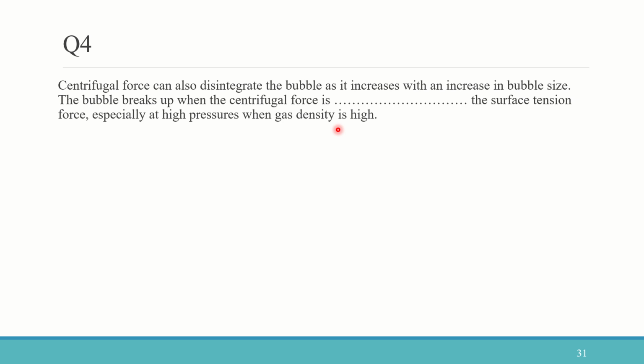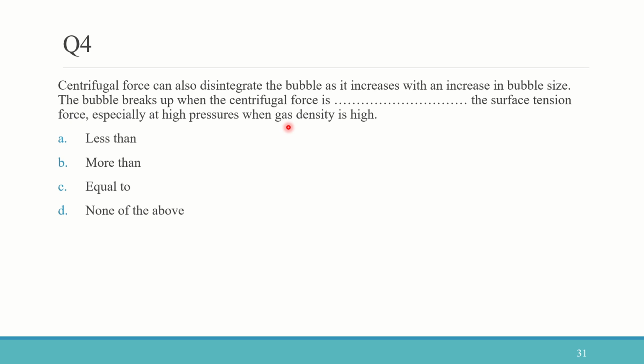So, say bubble, that is the first statement. The second statement is asking that the bubble breaks up when centrifugal force is dash than the surface tension force at higher pressures when gas density is high. When centrifugal force is greater than surface tension force, the bubble breaks up. Option A less than, option B more than, option C equal to, option D none of the above.